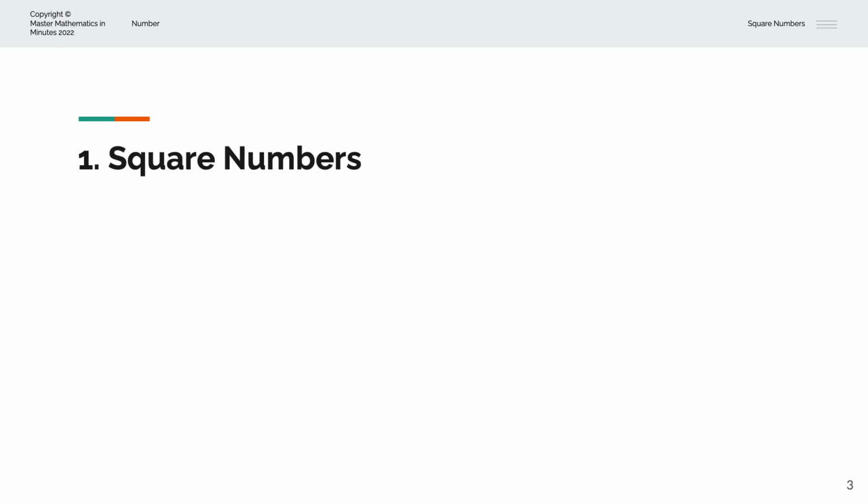So, what are square numbers? Square numbers are numbers multiplied by itself. Let's consider a couple examples.